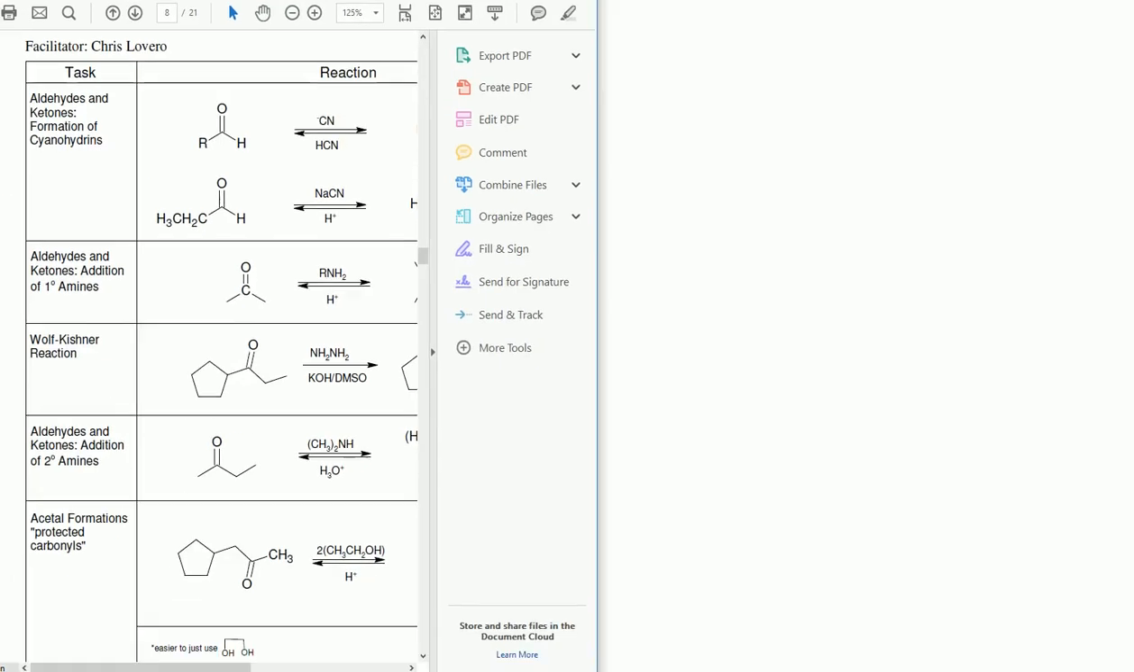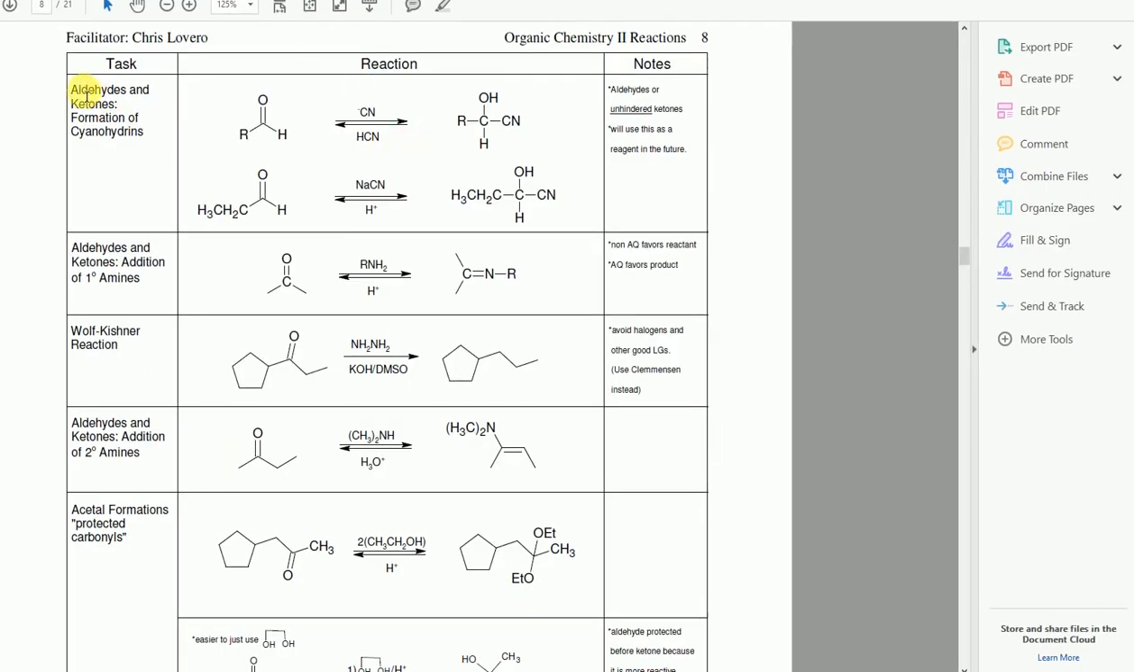So to show you specifically which things I'm talking about, I'm going to be covering these highlighted ones right here. I'm going to cover the formation of cyanohydrins, the addition of primary amines, the addition of secondary amines, and the Wolff-Kishner reaction. All right. So hopefully after this, we should cover everything that should be on your exam. So let's just jump right into it.